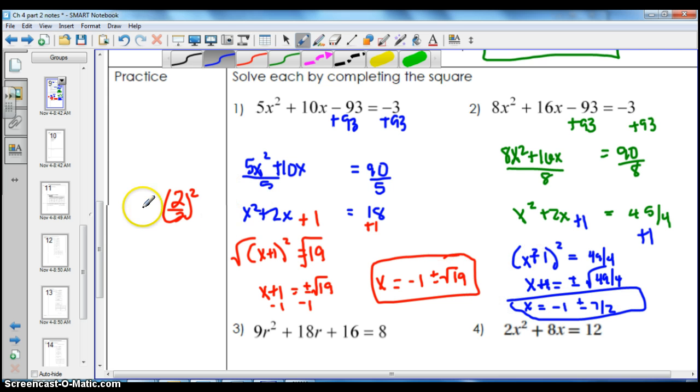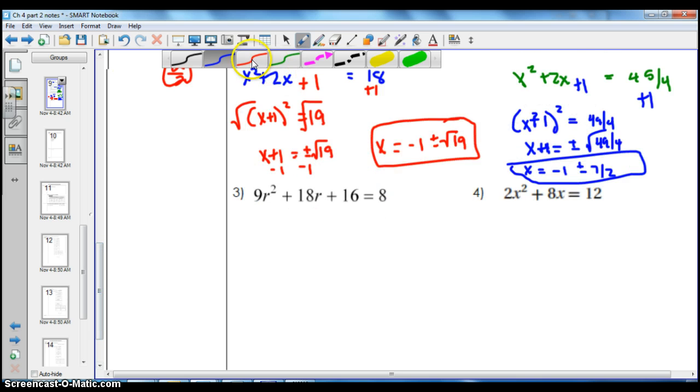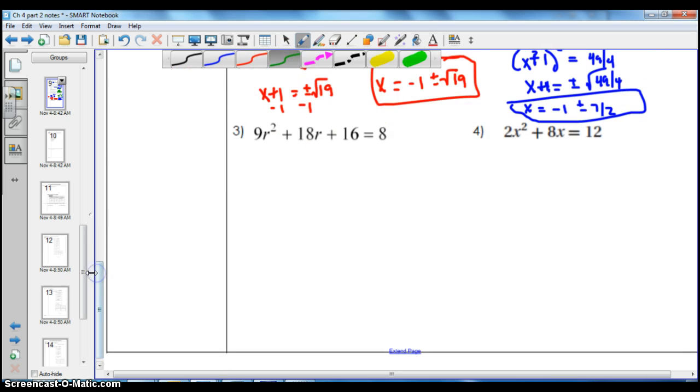All right, so let's do another one together, and then the last one I'll have you do on your own. So first step, get rid of that unmagical number. And we wind up at this point. Next, we are going to divide by 9. So first step, unmagical away, get the r squared just to be r squared, plus 2r equals, and we're going to leave this as a fraction.